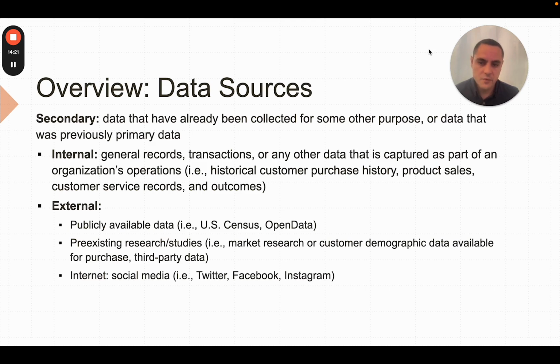External examples would be any publicly available data, any pre-existing research or studies that have been done, including market research or customer demographic data that might be available for purchase, or third-party data. Also external might be any internet or social media data, so any social network that you can collect data from would be external as well, and secondary.